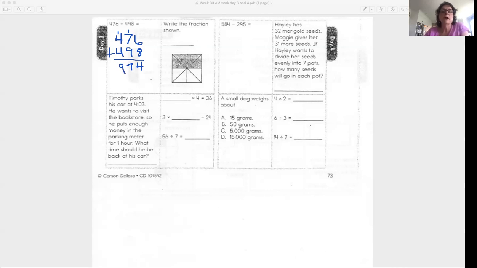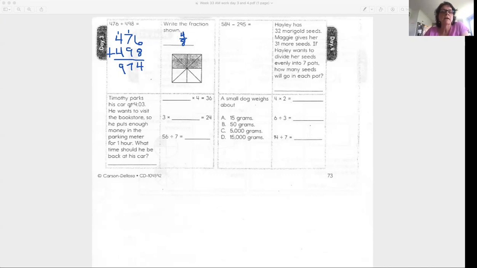This is a fraction problem, and I have a square here, and it is divided into 8 equal parts. That means eighths, and it says write the fractions shown. Well, there's 1/8, 2/8, 3/8, 4/8 shaded, so the fraction shown is 4/8. And that represents the shaded part, but you could also say 4/8 represents the unshaded part as well.